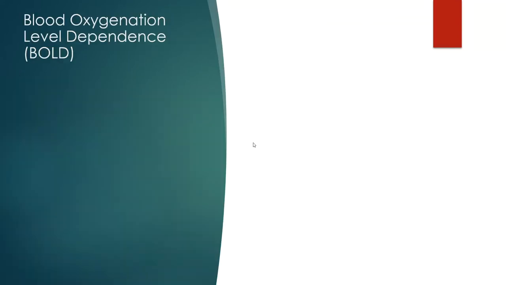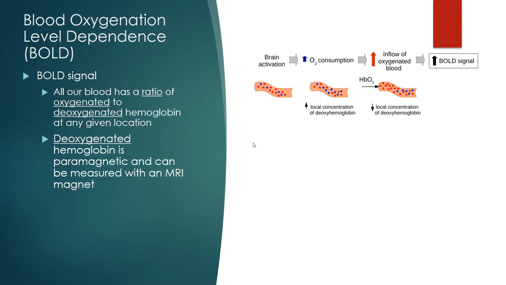And so what we're picking up on, this is a very important slide, is the blood oxygenation level dependence. And so our blood has a ratio of how much oxygenated blood there is to how much deoxygenated the blood is. And deoxygenated hemoglobin is paramagnetic. You can pick it up with a magnet. And so let's take this for example, right? You have this ratio of oxygenated, deoxygenated blood.